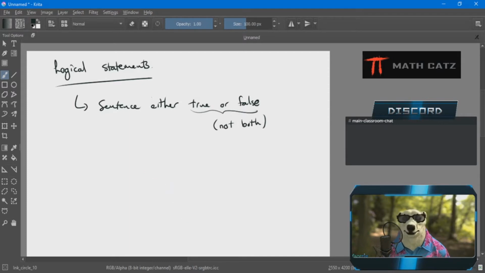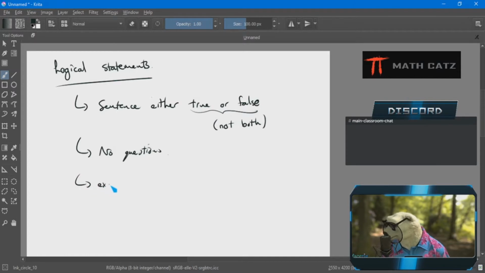Well, of course, basic sentences like questions and things like that don't fall into this category. Those are sentences, but they do not have a true or false nature to them, so no statements there.